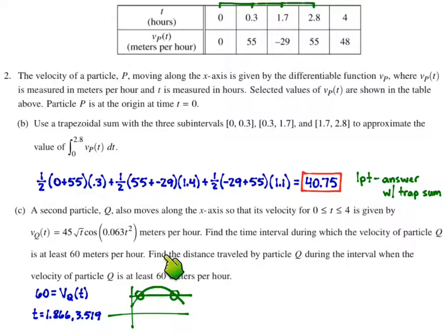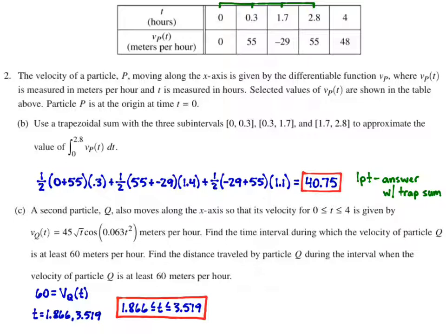So we can say that the velocity is greater than 60 over the interval 1.866 to 3.519. So that answers the first question about finding the time interval for which the velocity is greater than 60. And then the next part of the question says find the distance traveled by the particle during that interval. So if I want to find the distance traveled, remember that is the integral of the absolute value of velocity, and we're looking at these bounds because it says over that interval that we have there.